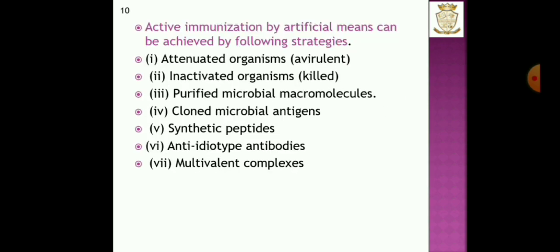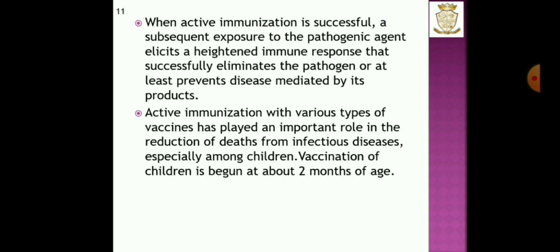Active immunization by artificial means can be achieved by the following strategies: attenuated organisms, inactivated organisms, purified microbial macromolecules, cloned microbial antigens, synthetic peptides, anti-idiotypic antibodies, multivalent complexes. When active immunization is successful, a subsequent exposure to the pathogenic agent elicits a heightened immune response that successfully eliminates the pathogen or at least prevents disease mediated by its products.